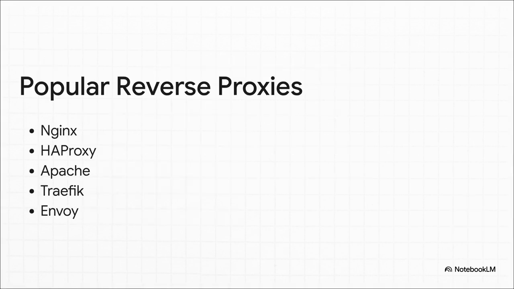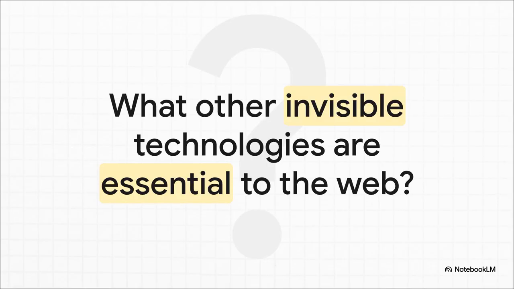And this isn't just some abstract concept, right? It's powered by real, powerful software that millions of websites depend on every single day. We're talking about tools like Nginx, which powers a massive chunk of the web, or HAProxy, which is famous for its high-performance load balancing. You've also got Apache, Traefik, Envoy. These are the titans of this space. So, the next time you browse a website and everything just works perfectly, you'll know about the unsung hero working behind the scenes. And that leaves us with a final thought.